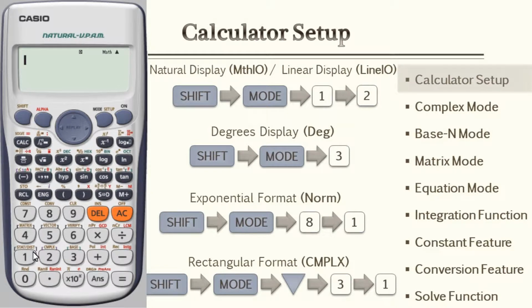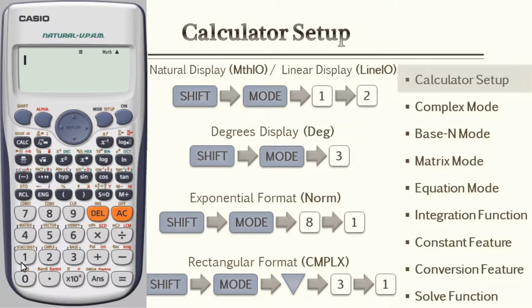Lastly, and this part is kind of optional, but I'll show you how to set it up anyway. It's going to be Shift Mode, and then we're going to go down 1, and then we're going to click on number 3, which is complex format. I'm going to go ahead and choose the rectangular format just because that's a personal preference. If you like, you can keep it in polar form. I'm just going to keep it in rectangular form. So with these particular options, this should at least set your calculator up for a majority of your engineering problems.